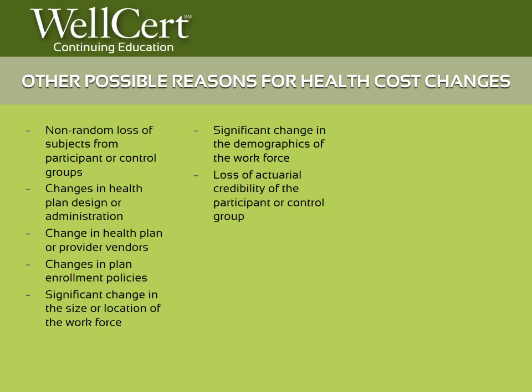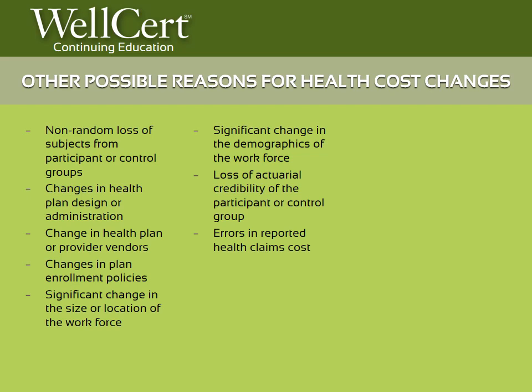We also can have loss of actuarial credibility of the participant or control group. So the numbers can get down low enough, and we generally think of them as under 1,000 as being in the more difficult actuarial credibility. Over 1,000, we tend to have actuarial credibility, which means we can assume certain things about the data that's coming from that size population.